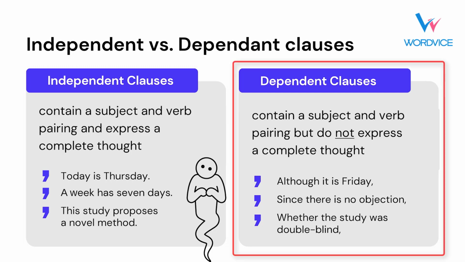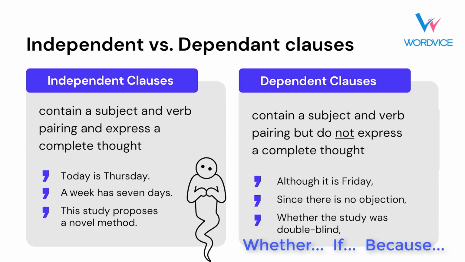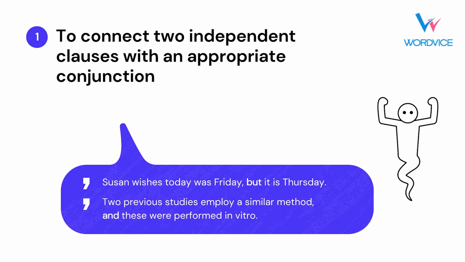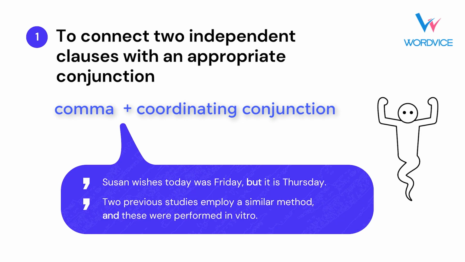On the other hand, dependent clauses do not express a complete thought, although they are similar in also containing a subject and verb pairing. They often begin with a subordinating conjunction such as whether, if, or because. To use a comma to connect 2 independent clauses, apply a comma followed by a coordinating conjunction.